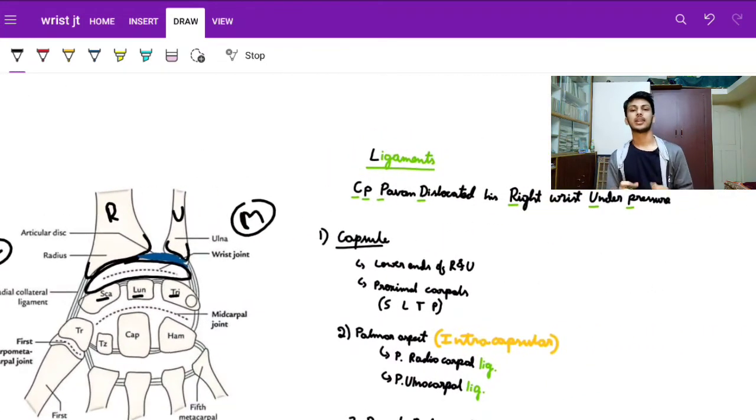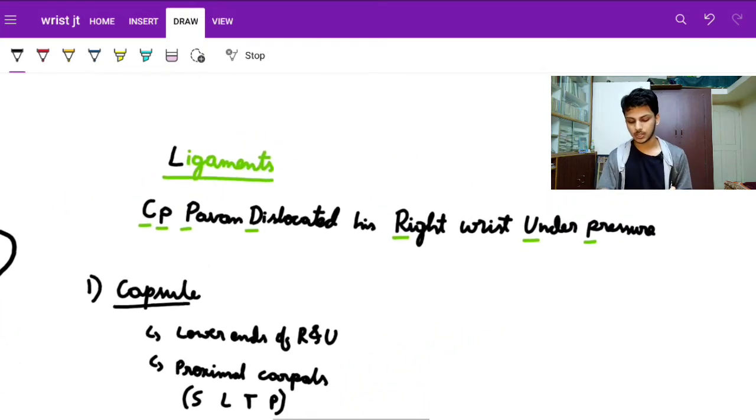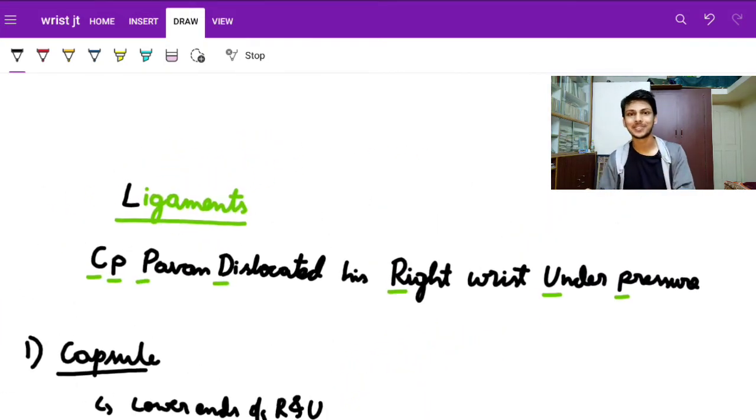Now let's go to the ligaments. Ligaments, what are they? They're the strong fibrous connective tissue which join bone to bone, isn't it? They prevent dislocation. Guys, you can remember this mnemonic if you'd like. The mnemonic is Captain Pawan dislocated his right wrist under pressure. I just remember it like this. I just imagine one of our soldiers, Captain Pawan, is caught in some enemy camp and he has been handcuffed. In order to escape the handcuff, he dislocated his wrist and took it out. You can just imagine like that. Captain Pawan dislocated his right wrist under pressure.